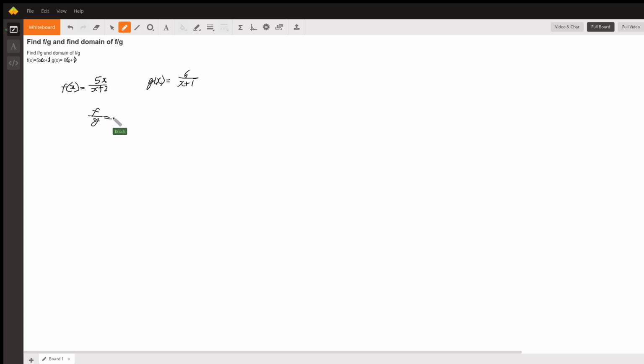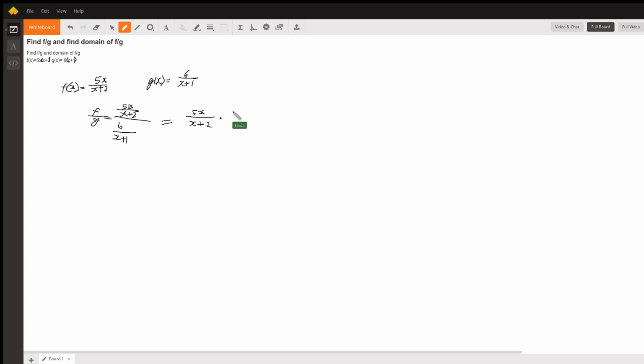we simply put 5x over x plus 2 over g, which is 6 over x plus 1. We would then simplify this, and we would get 5x over x plus 2. And when you divide by a fraction, you flip and multiply.